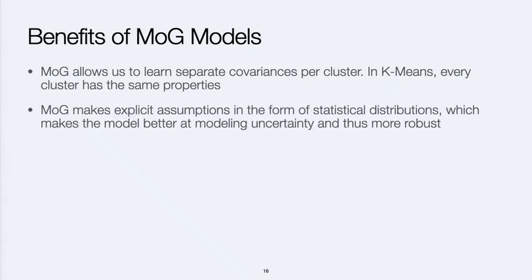Mixture of Gaussians also makes explicit assumptions in the form of statistical distributions. We like math in this class. It makes it good for modeling uncertainty, and it also makes the algorithm more robust, so we're able to do more things and tweak more parameters with mixture of Gaussian models.